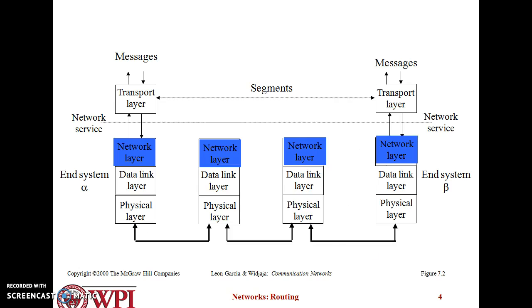This is a typical communication network. The message will arrive from the transport layer as a segment, then go to the network layer, the data link layer, and the physical layer. These all interact with each other. This is the network service. This is the segment.